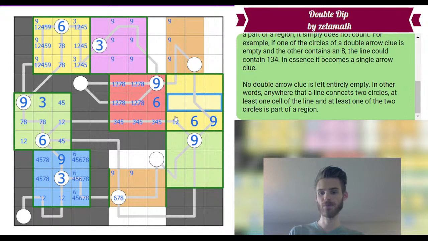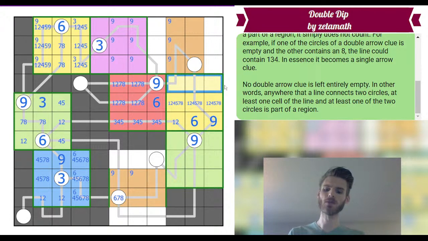Okay, so there's a 4, 5, a 1, 2, and a 7, 8 in here. And the 1, 2 pairs up with this, which means up here we have a 4, 5, a 3, and a 7, 8.